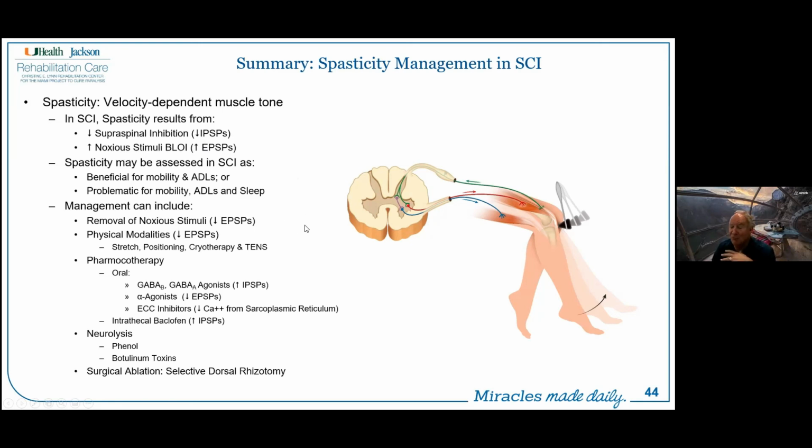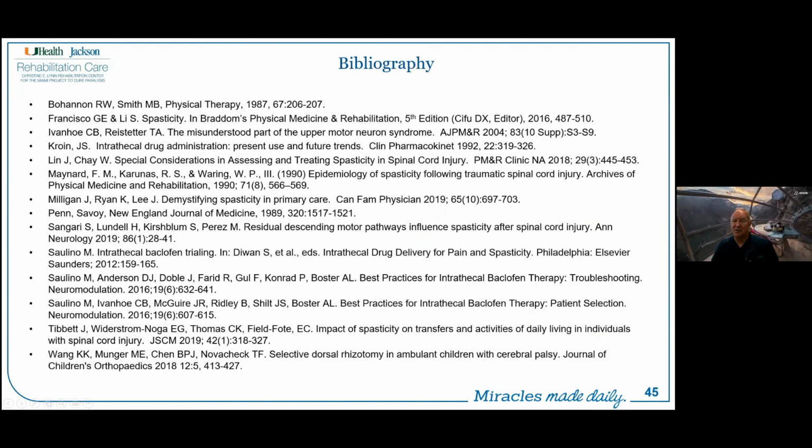Management includes removing the noxious stimuli. That would be ideal. Using physical modalities to try to change typically the gain of the muscle spindle apparatus. Medications that either increase the IPSPs, such as the GABA agonists, or decrease the EPSPs, such as the alpha agonists, and then intrathecal as opposed to an oral route of administration may be optimal for some individuals. In more severe situations, using a neurolysis either through phenol or botulinum toxins can be used. And then worst case scenario, moving on to surgical ablation, typically selective dorsal rhizotomies can occur.